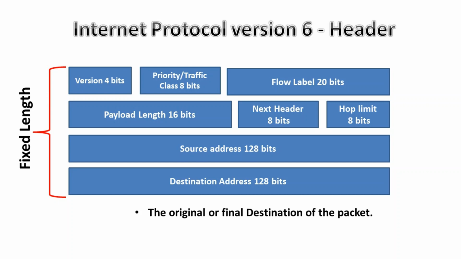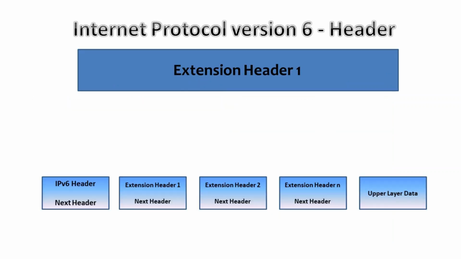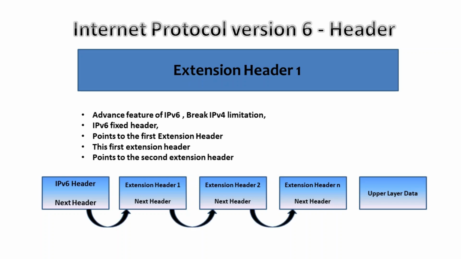And the most important, we have extension header. Extension header is the advanced feature of IPv6 that breaks the limitation of IPv4. The next header field of the IPv6 fixed header points to the first extension header, and this first extension header points to the second extension header, and so on. So it is very important to know that the next header tells us how many extension headers are there in the packet header.